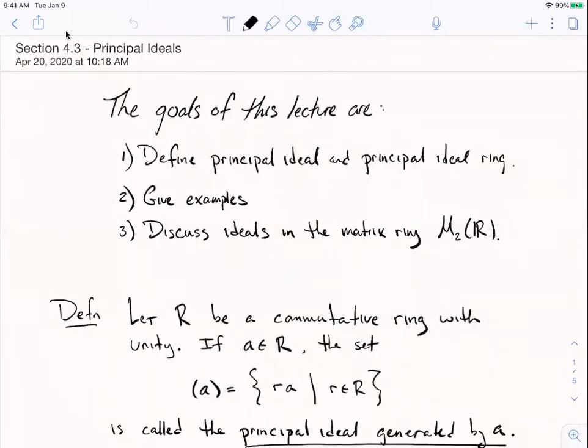All right, welcome back to Abstract Algebra. In this video lecture, we're going to wrap up our work in section 4.3 on homomorphisms, ring homomorphisms, and ideals. And I want to tell you about something called the principal ideal.